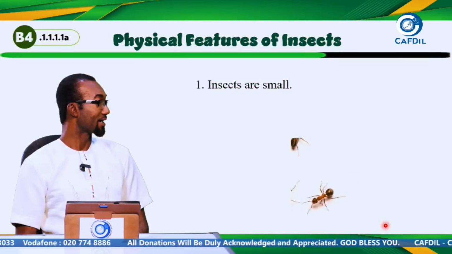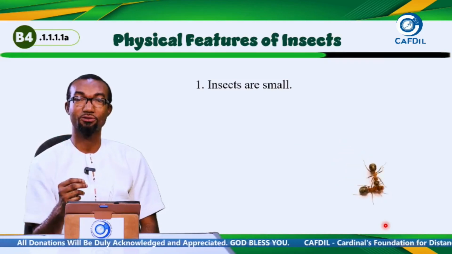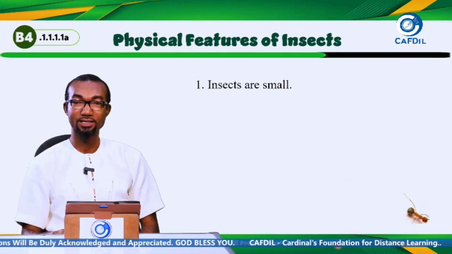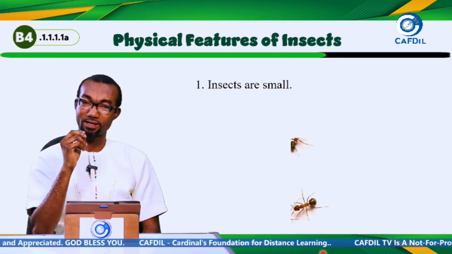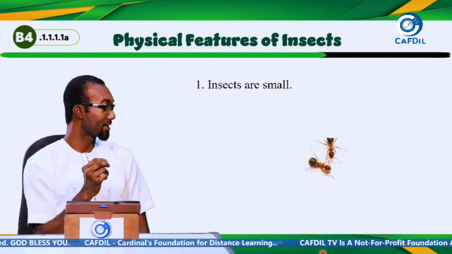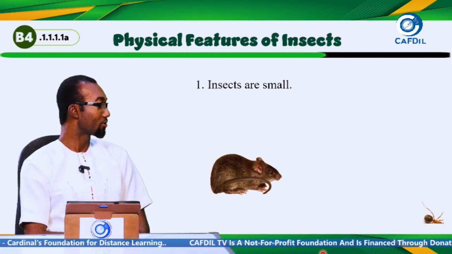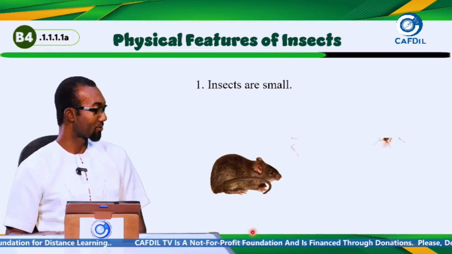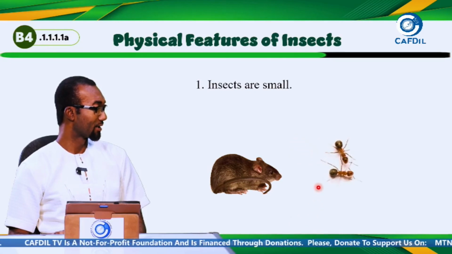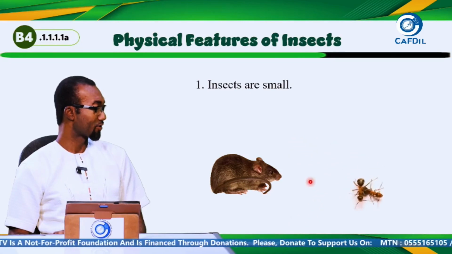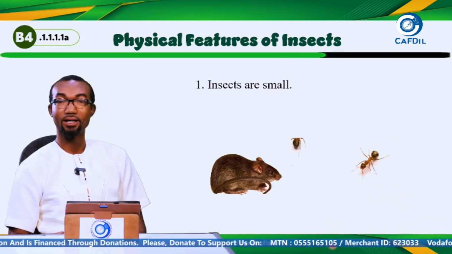The first one is that insects are small. We said it in the definition that they are the smallest of all animals with 6 legs. Do you believe insects are small? Now let's compare the ant here as an example of an insect with some animals, whether they are truly small. Let's look at this mouse. Look at the size of the mouse here and then the size of the ant. Do you believe that the ant here is smaller than the mouse? Yes, the mouse is bigger as compared to the ant.